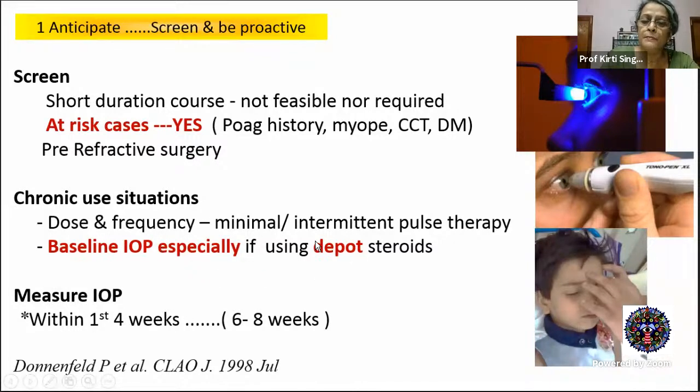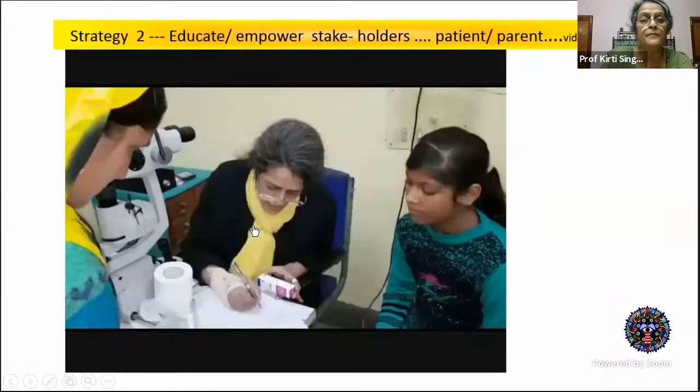And if you're using depot steroids, for the retina people, just tell them to measure the baseline IOP. Always measure IOP within 1 week for all these patients, because the propensity is to happen in 6 to 8 weeks, and then at every monthly period.